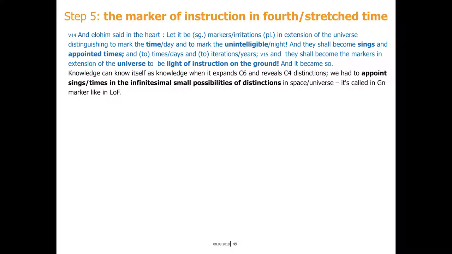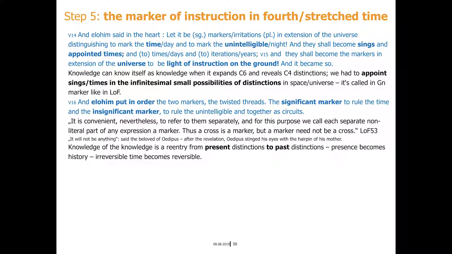Knowledge can know itself as knowledge when it expands and reveals distinctions. We had to appoint it signs, times, in the infinitesimal small possibilities of distinctions in space. It's called in Genesis marker, like in Laws of Form, and maybe gadgets. And Elohim put in order the two markers, the significant marker and the insignificant marker.